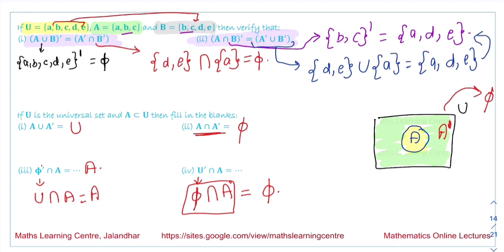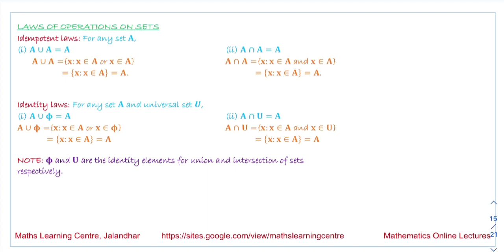Next we have the laws of operations on sets. The first law we have is the idempotent law, and that says that for any set A we have A union A equal to A. The proof is quite simple. A union A means we are talking about all those x such that x belongs to A or x belongs to A. There is no need to write this term two times, so we are just writing x belongs to A. So the answer we obtain is equal to A.